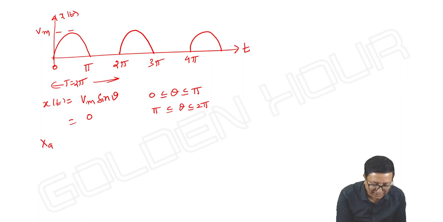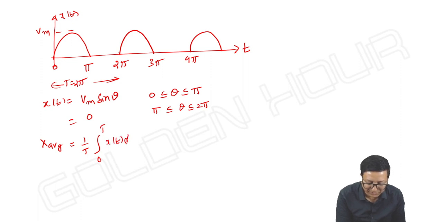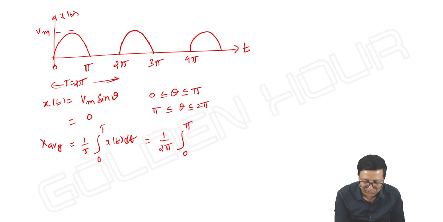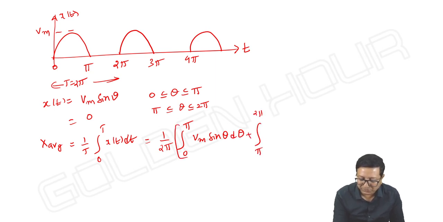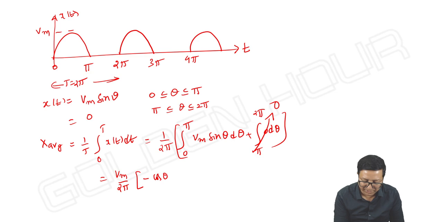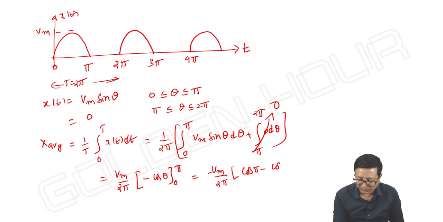Then its average amplitude is equal to 1 by T integral 0 to T of x of t dt. Now, instead of T we write 2 pi, and over the limits 0 to pi it is Vm sin theta d theta, and from pi to 2 pi it is 0 d theta, whose value is 0. I can further write it as Vm by 2 pi into the integral of sin theta, which is minus cos theta over the limits 0 to pi, and that is minus Vm by 2 pi into cos pi minus cos 0.